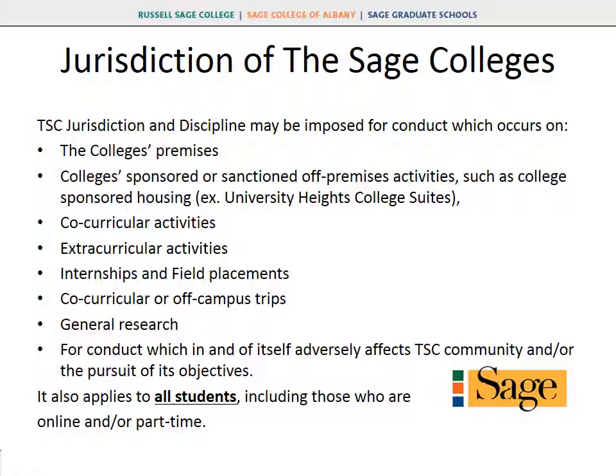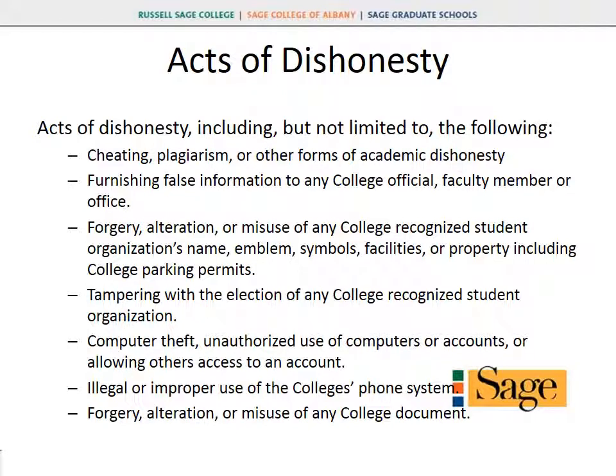Ignorance of a policy is not an excuse for misconduct. All students are expected to know and understand SAGE's policies as outlined in the Student Code of Conduct. To help you with this, we will now go through the SAGE College's conduct rules and regulations. Acts of dishonesty. Acts of dishonesty, including, but not limited to, the following: cheating, plagiarism, or other forms of academic dishonesty. We'll go over academic dishonesty more thoroughly in Part 3.